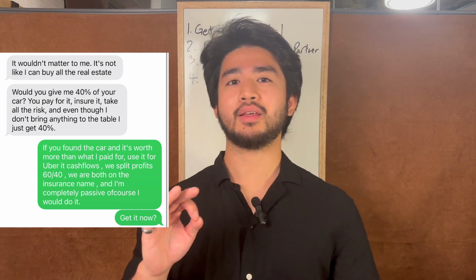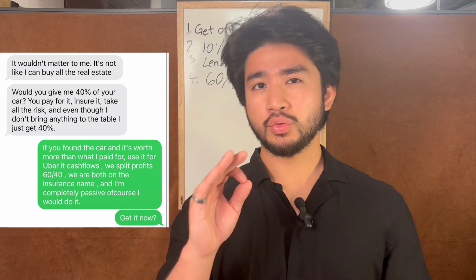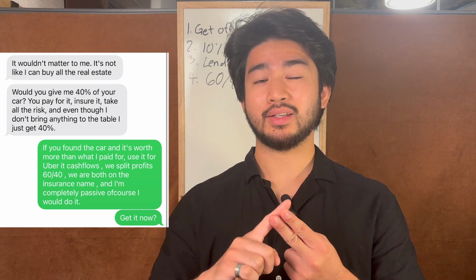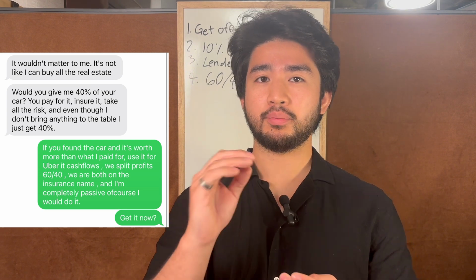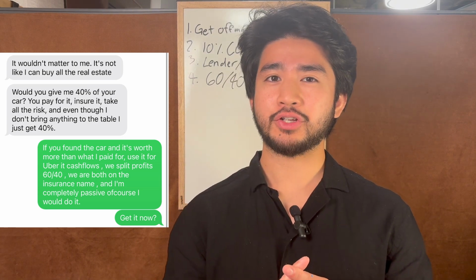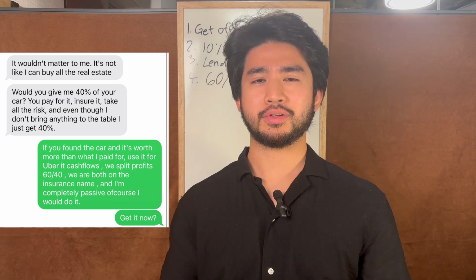I responded saying, if you find me a car that we can buy for less than the market value, you use it for Uber, drive it so it cash flows, and we split the risk 60-40. You'll be on the insurance name as well as me. Then whatever you take home from cash flow, we split 60-40 and I do none of the work. Of course I would do it, right?